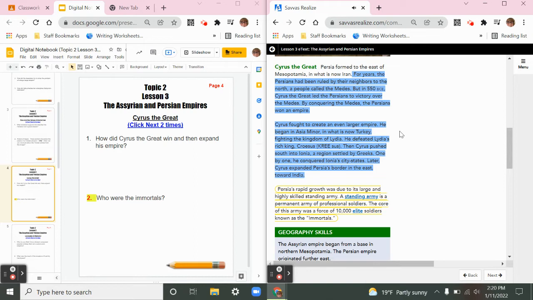Persia's rapid growth was due to its large and highly skilled standing army. A standing army is a permanent army of professional soldiers. The core of this army was a force of 10,000 elite soldiers, known as the Immortals.